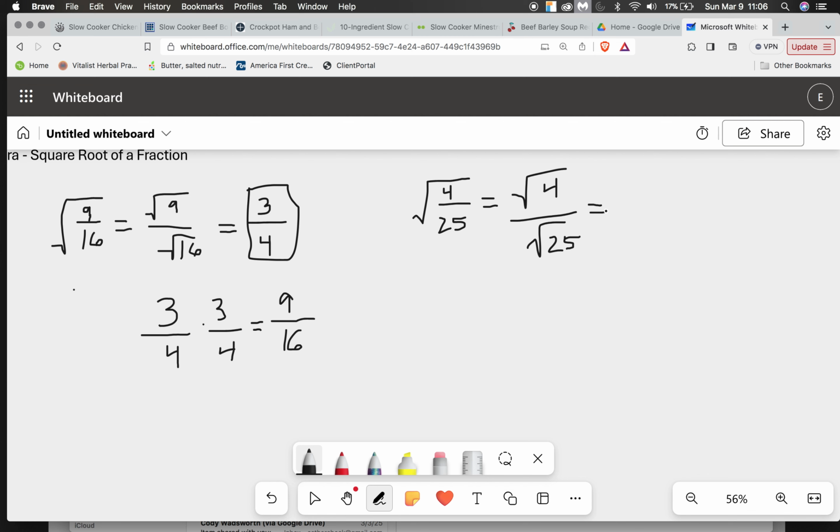The square root of 4 is 2, and the square root of 25 is 5. So our answer would be 2/5.